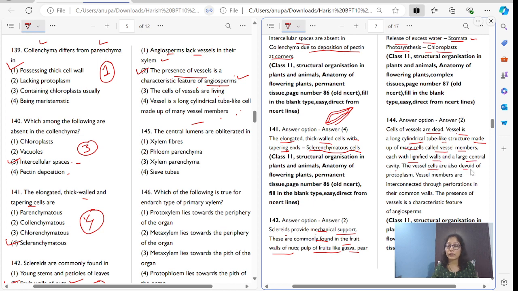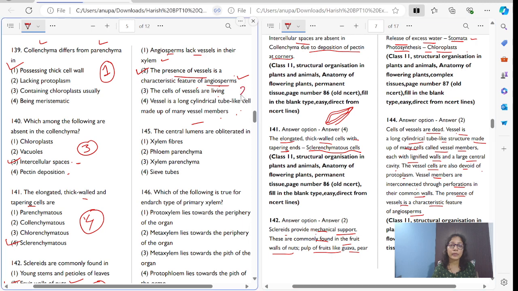The vessel cells are also devoid of protoplasm. They don't have protoplasm, and vessel members are interconnected through perforations in their common walls. The presence of vessels is the characteristic feature of angiosperms. Hence, option number 2 is the correct answer for this question.